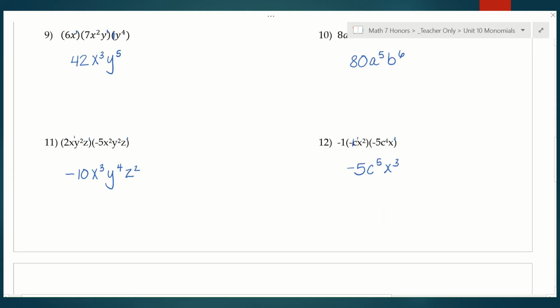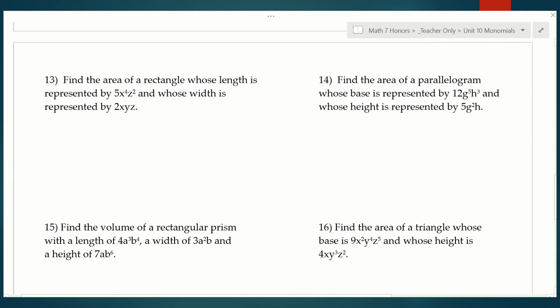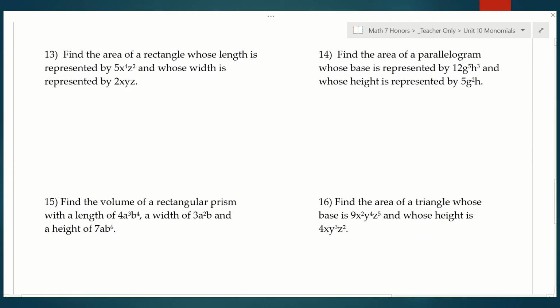All right, let's try some applications here. So number 13 says, find the area of a rectangle whose length is represented by 5x to the fourth z squared and whose width is represented by 2xyz. Okay, so area of a rectangle, we can find that by saying length times width. And they tell me the length is 5x to the fourth z squared. And I'm going to multiply that by the width, which is 2xyz. All right, so we are multiplying monomials together here.